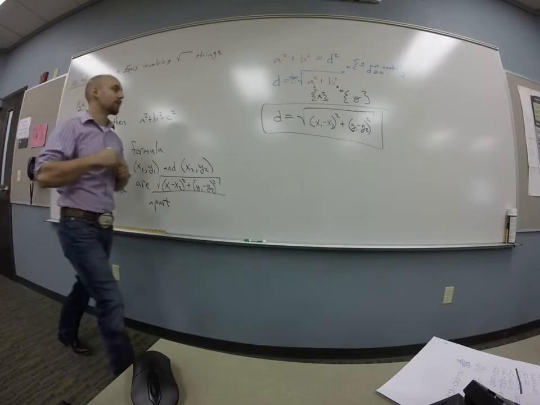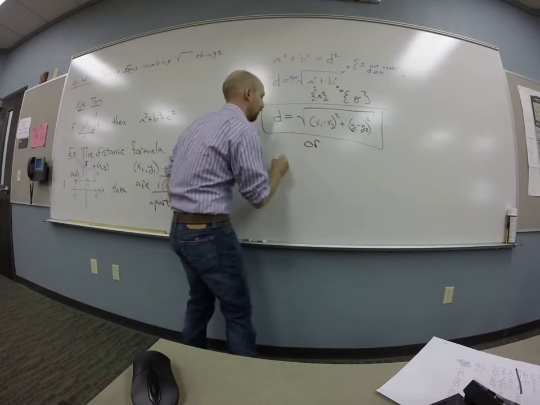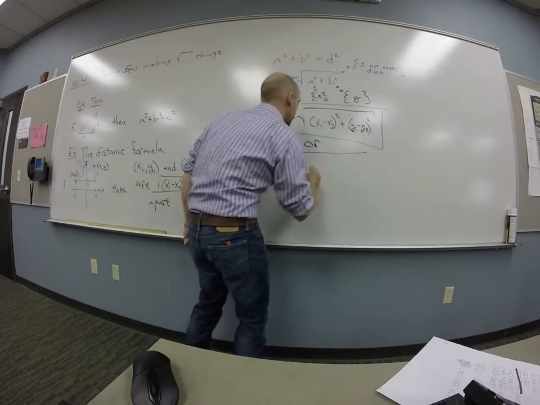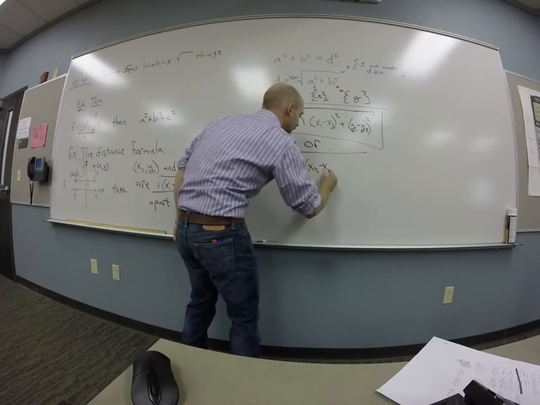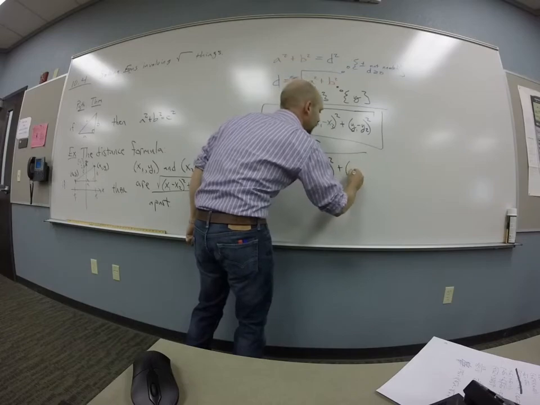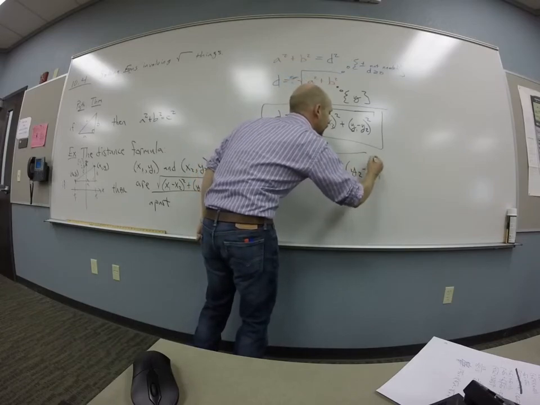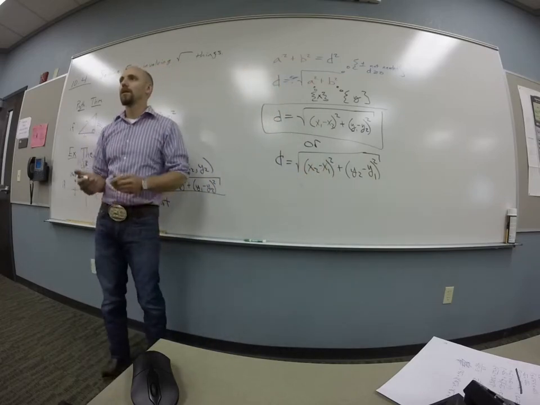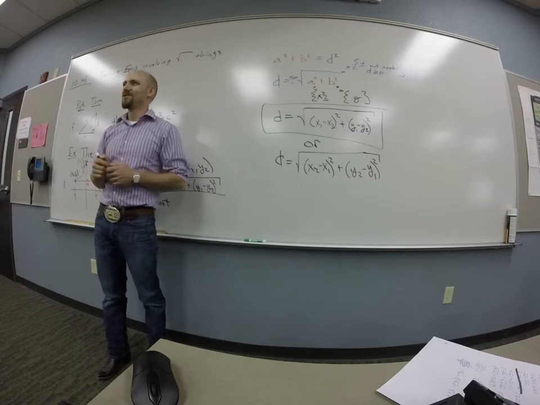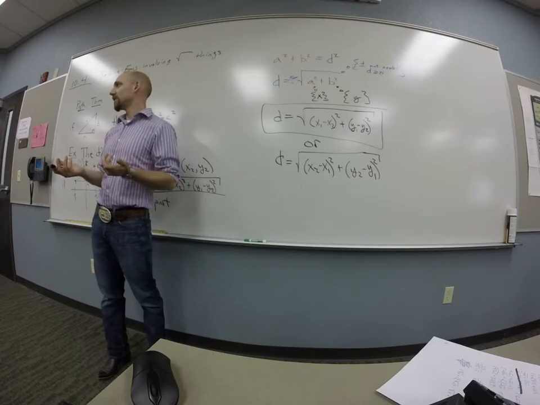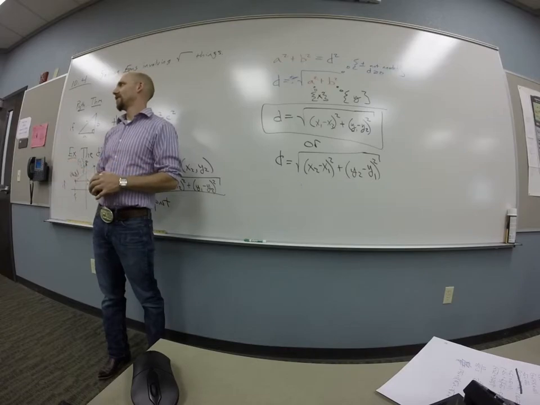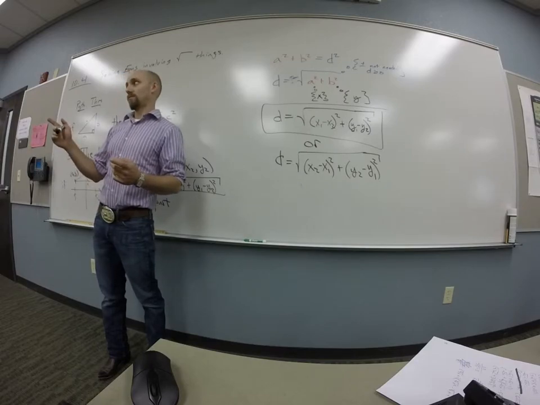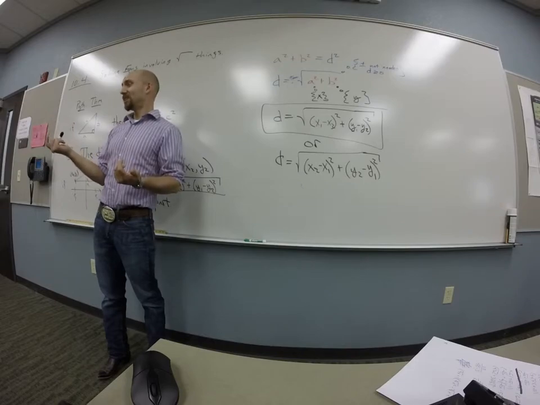If you look at other books, you'll sometimes see this. D is the square root of x2 minus x1 squared plus y2 minus y1 squared. Is this different? I guess not. Notationally it's different, right? But does it give the same result? Definitely necessarily gives the same result. You're subtracting the smaller from the bigger one. Does it matter? Seems like it should, right?